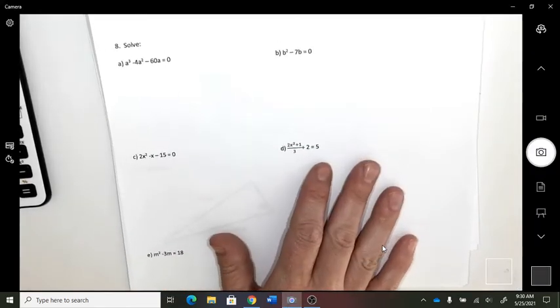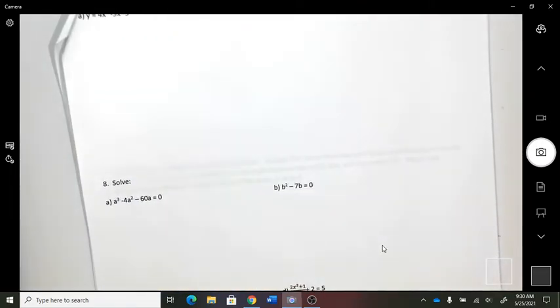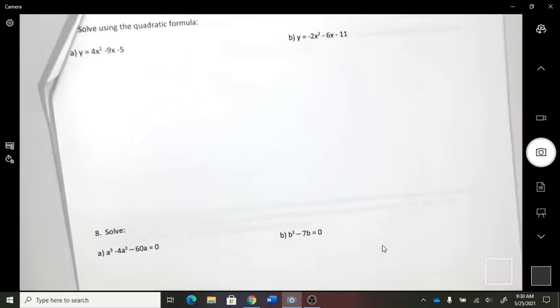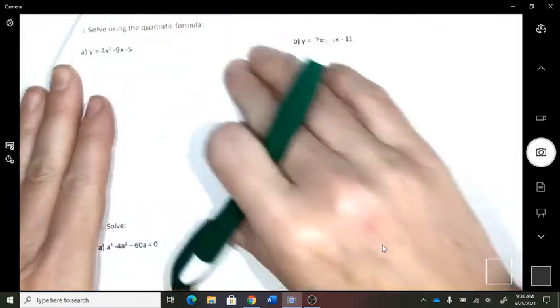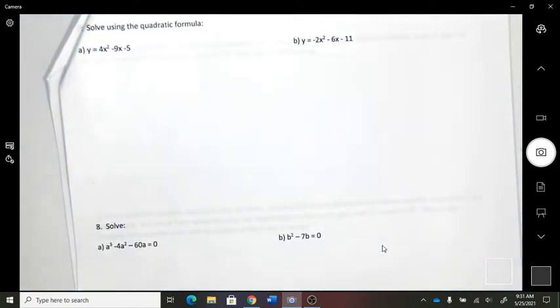Okay, so this part of the year was solving quadratic equations. So we had a bunch of methods. Sometimes we could isolate, sometimes we could factor, and then within factoring we had a bunch of types: GCF, right? Difference of squares, simple trinomial, complex, or if not, we had the formula. So solve by using the quadratic formula.